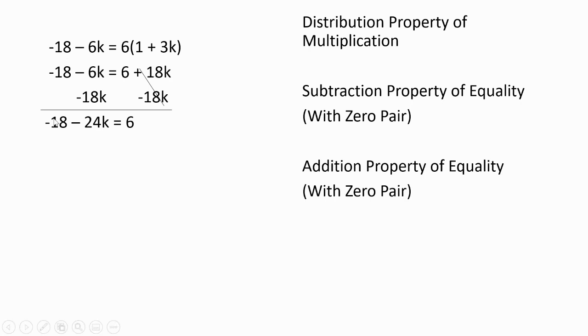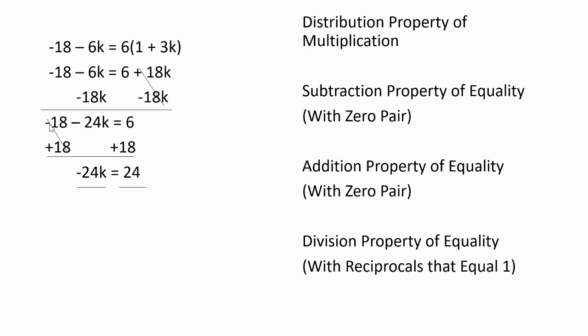And then I'm going to go ahead and add an 18 to both sides, addition property. Then here I'll divide both sides by negative 24. And k equals negative 1. So simplify each side, then use addition or subtraction to get the variable on the same side.